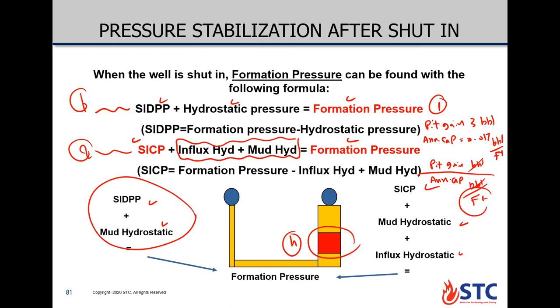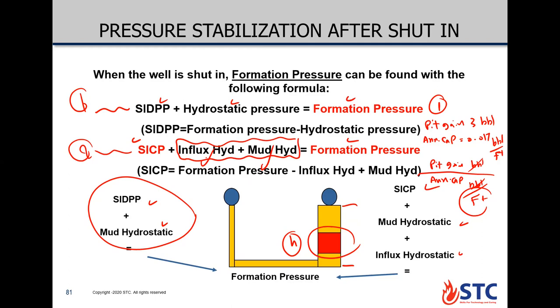Once we get the height of the influx, we can determine the hydrostatic pressure. So now we have our mud hydrostatic, so we can determine the influx hydrostatic and we can know the influx gradient, okay? From the influx gradient, you can determine the type of the influx you have.